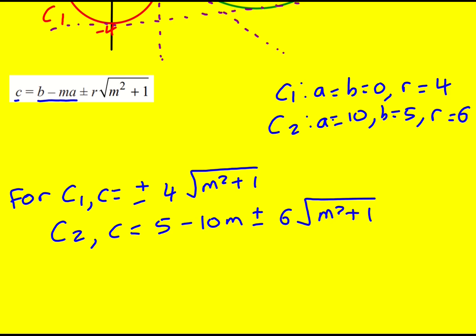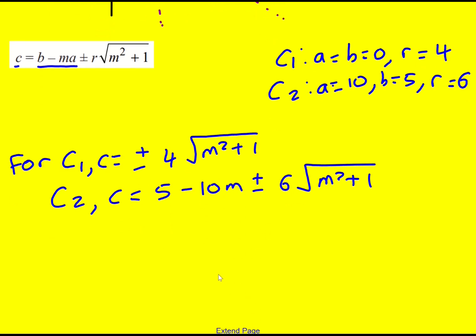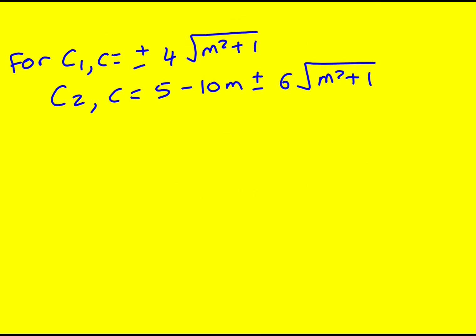Okay, now I can set them equal, but I've actually got four cases to consider. I've got when the first one is positive or negative, and then when the second one is positive or negative. Some of the equations are going to be similar, but you'll see in a minute why we have to be careful here. So case one, let's deal with them both being positive.